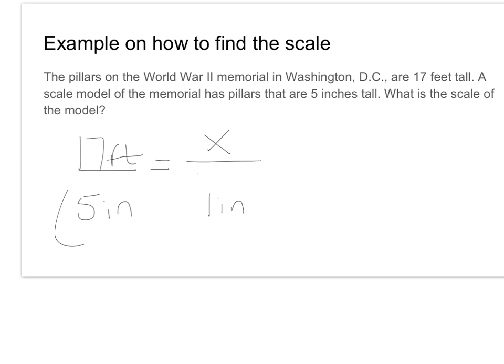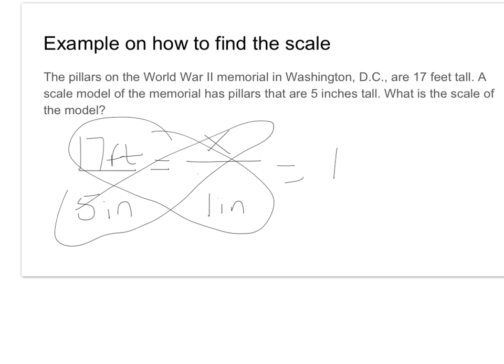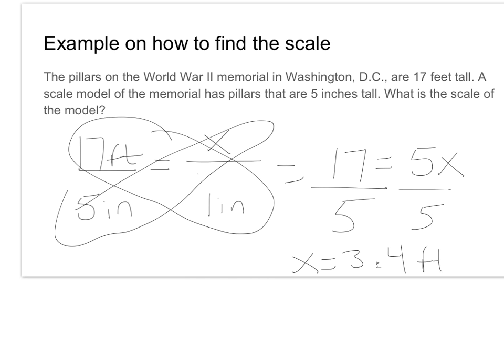Then you would cross multiply. We have 17 equals 5x. We want to get x alone, so you're going to divide by 5. If you divide 17 by 5, that will give you 3.4. So in the model, 1 inch represents 3.4 feet.